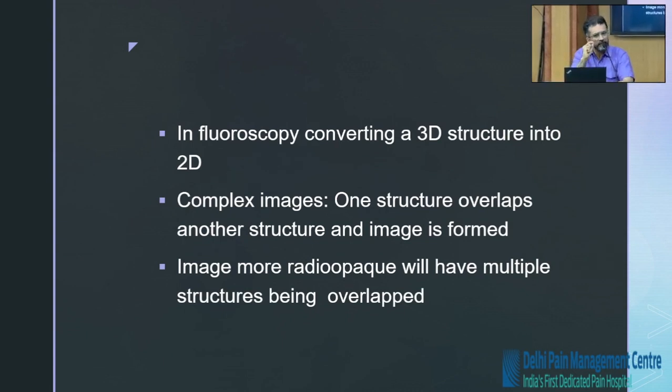So what we are basically trying to do in fluoroscopy is convert a three-dimensional structure into a two-dimensional structure. That is point one. Second thing is that the image we are getting is a compound image. What I mean by compound image is, one structure will overlap another structure to give rise to a third structure.